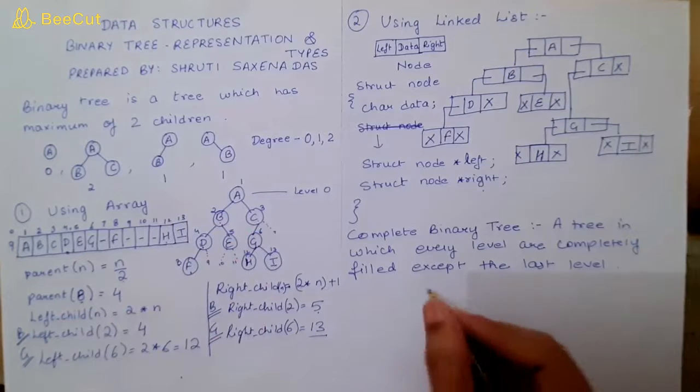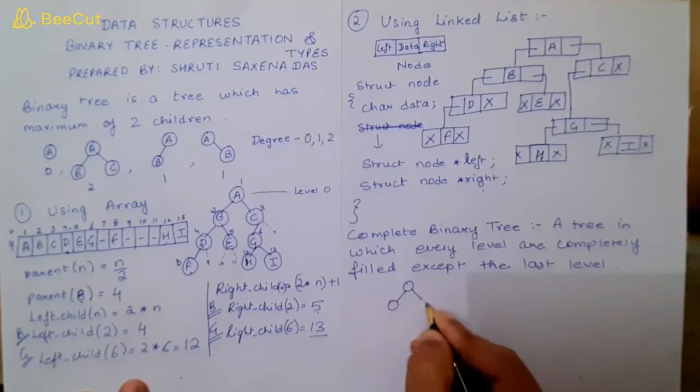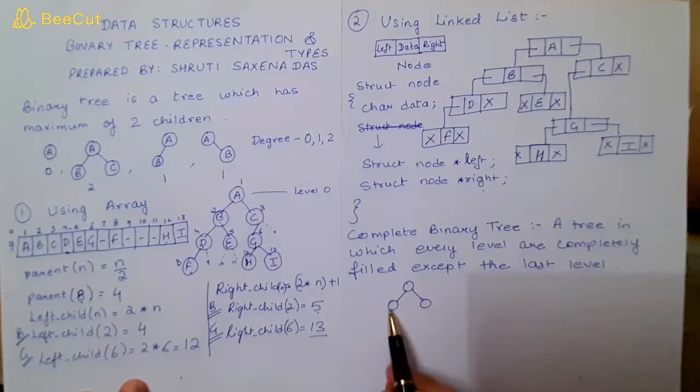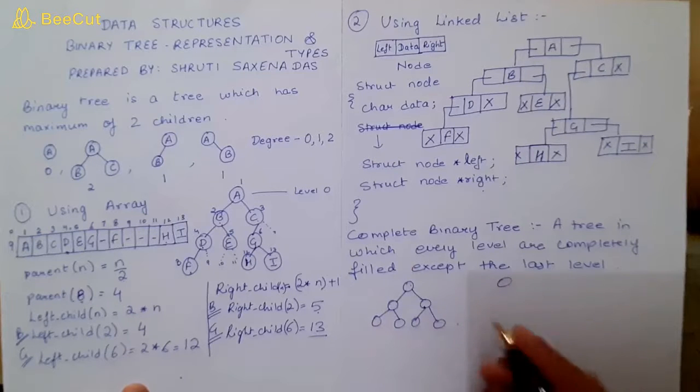For a complete binary tree, the examples will be like this. See, you are having a root node. This is complete because last level is this one, and except this, the above level is complete. Or you can have this. This is also a complete binary tree. Why? Because here, except the last level, till here everything is fine. Then this is also a complete binary tree. So you can give any example. This is also a complete binary tree, or you can give example like this.